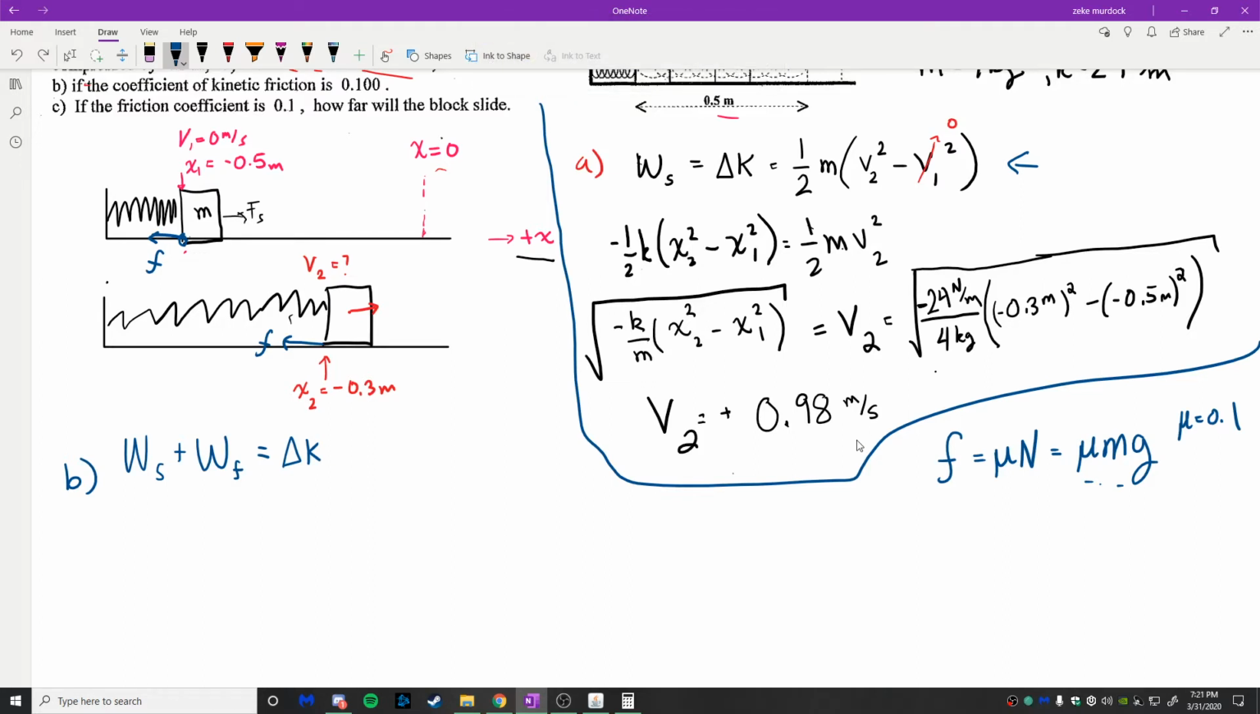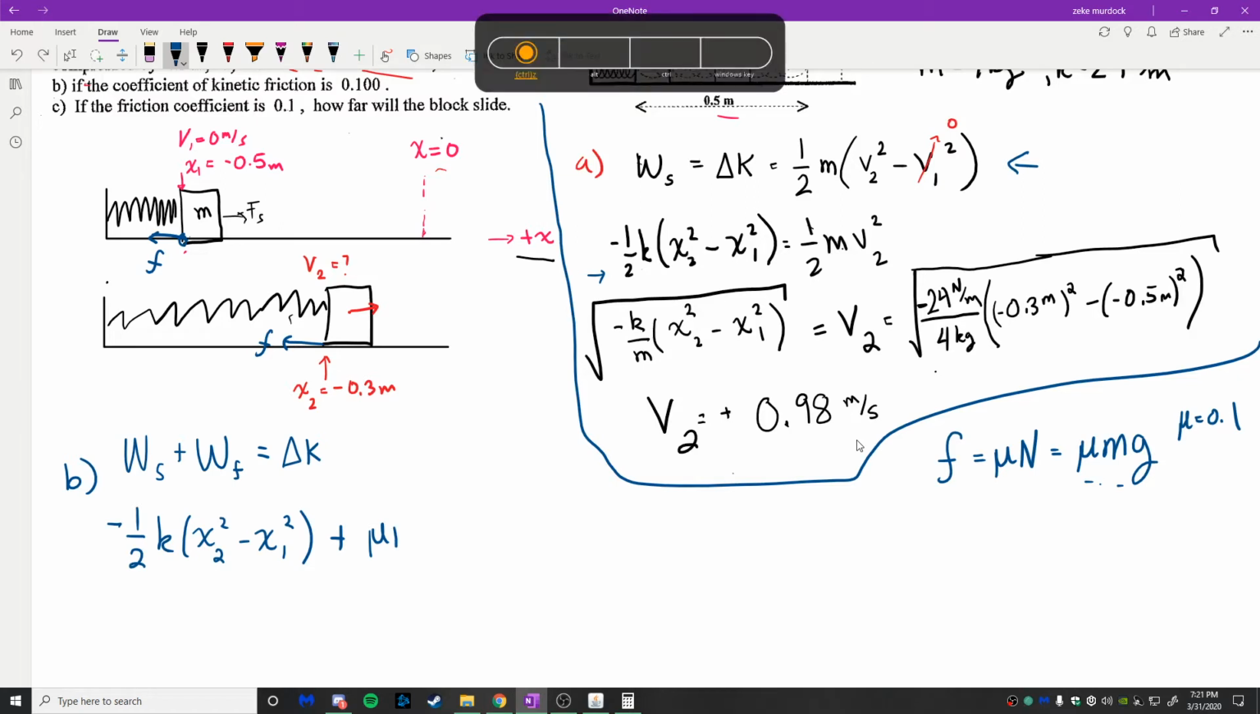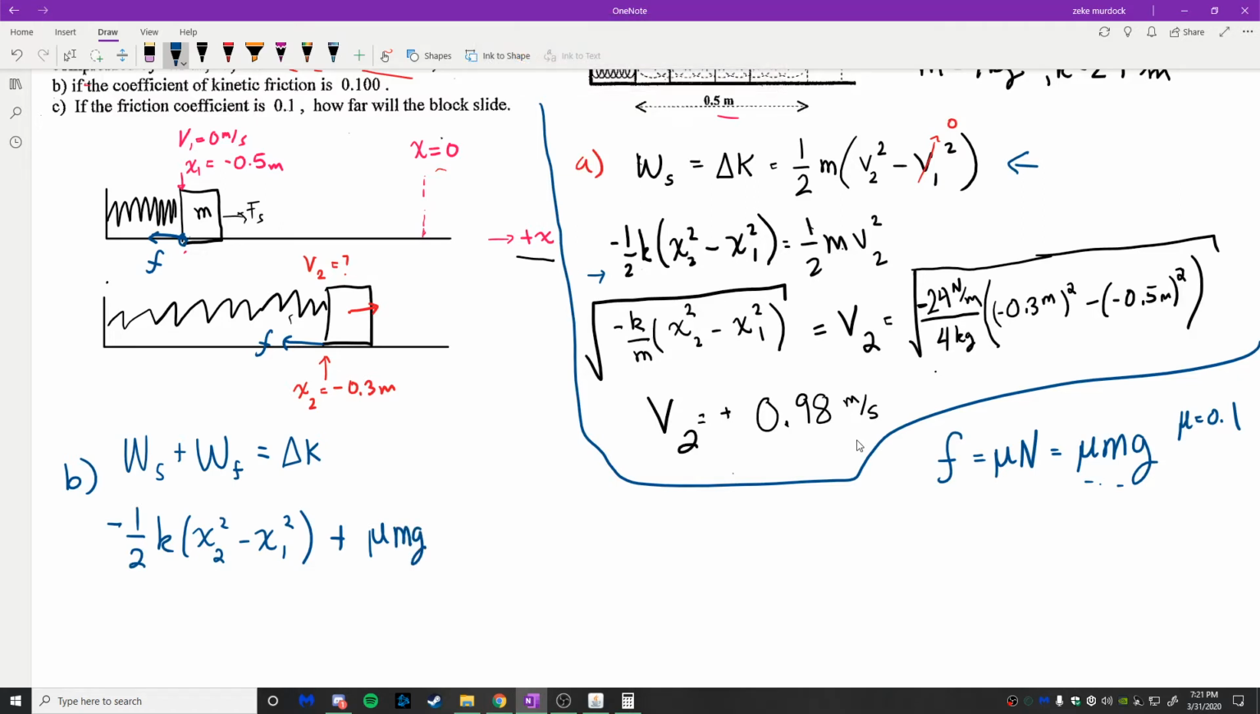So we have the work done by the spring, and this time I'll actually write it out. That was this expression here. The work done by the spring is negative 1/2 k times x2 squared minus x1 squared, plus the work done by friction, which is going to be equal to the size of the friction force, mu times the mass times gravity. That's F, right? And we need to multiply that times the displacement, delta x.